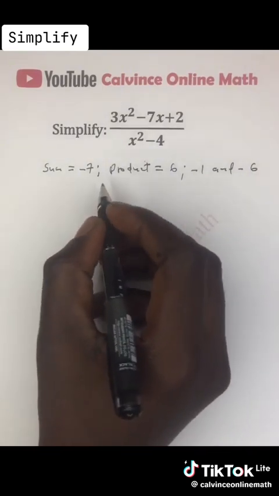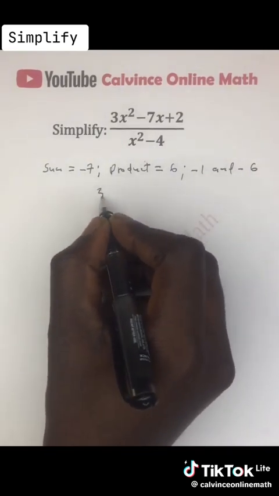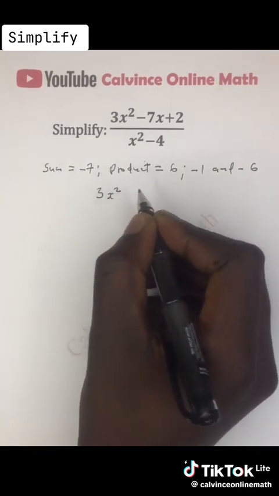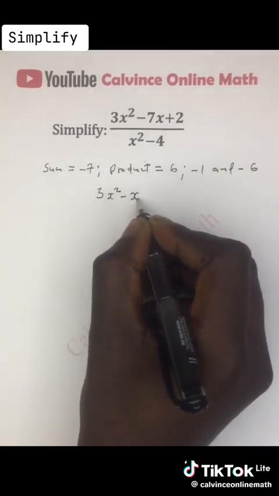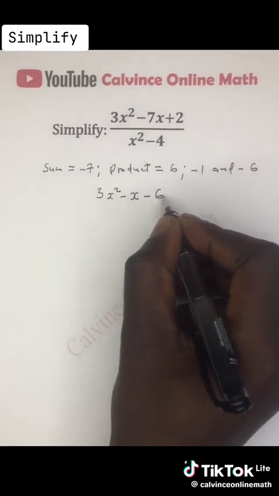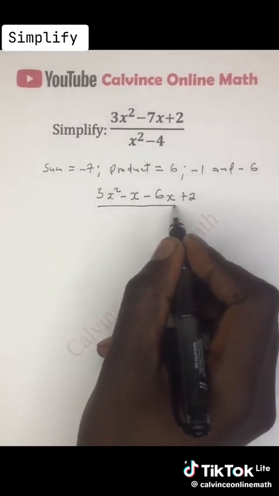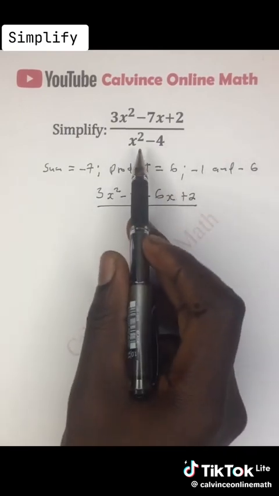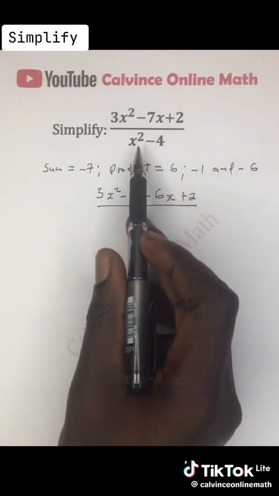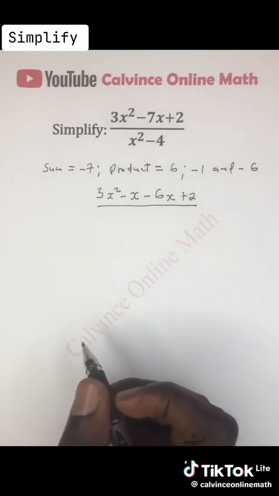So it therefore means that the numerator will be written as 3x² − x − 6x + 2, over, we can also rewrite the denominator as a product of two factors.